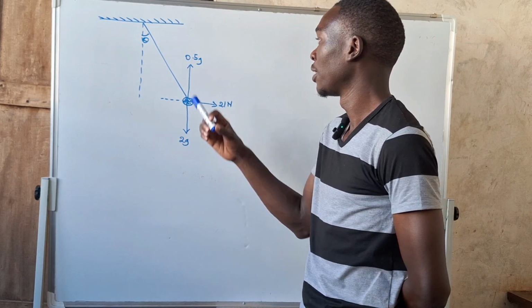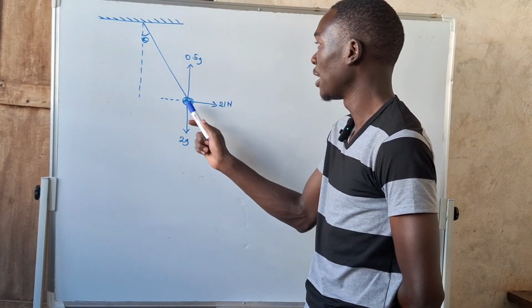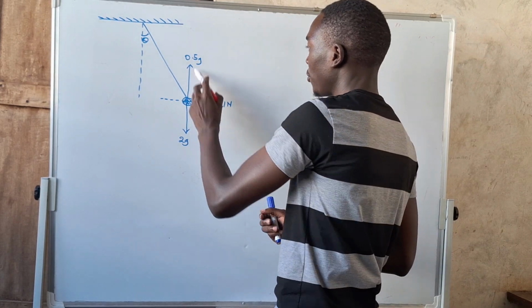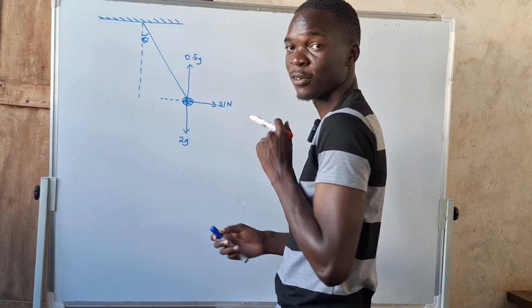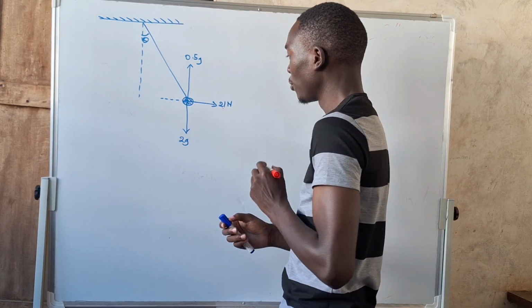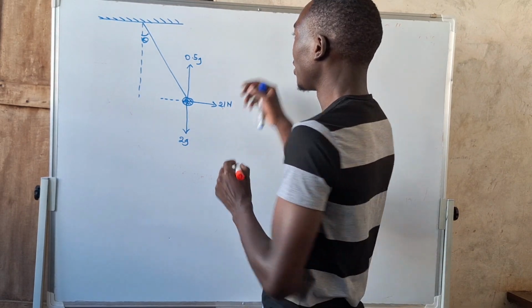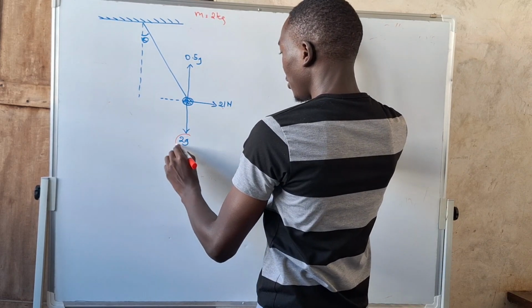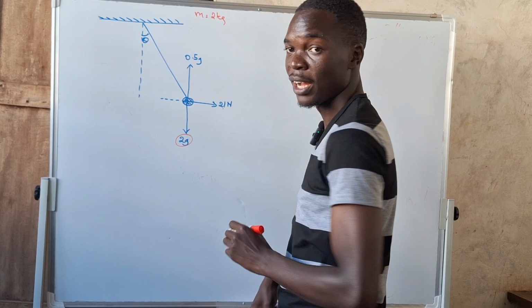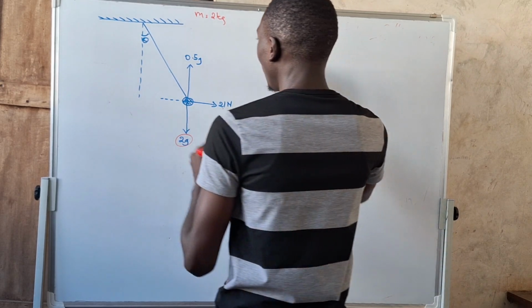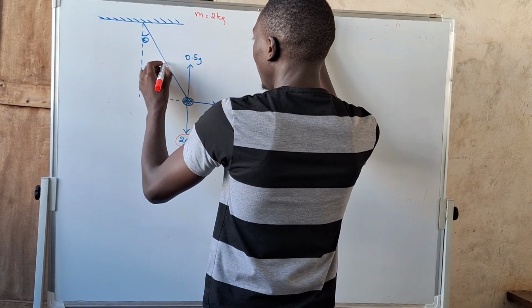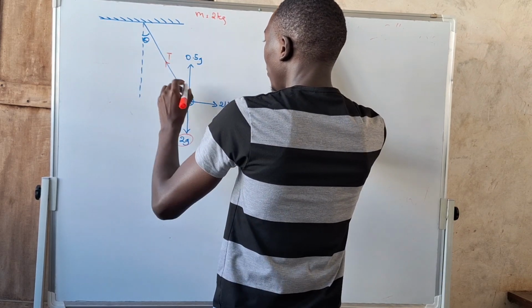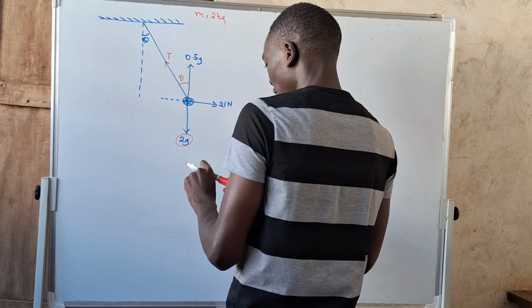They're talking about a body attached to one end of a string and the other end is fixed. We have a vertical force of 0.5 G acting on the body and a horizontal force of 21 Newton acting on the body. The mass of the body is 2 kilograms, which tells us the weight should be 2g. The examiner has not said it, but we know that if this is a string, tension will be developed in the string. If this angle is theta, then this one will also be theta.